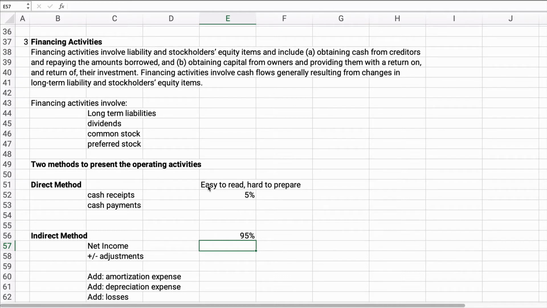Certainly being able to read a cash flow statement is important. I don't think you're going to have to prepare one from start to finish. Maybe on the CPA exam you can do that. But in real life, you're not going to prepare that statement. It'll be prepared based on your accounting system. So you need to understand how this works, how to get cash receipts and cash payments. And we'll show how this works here in just a minute.